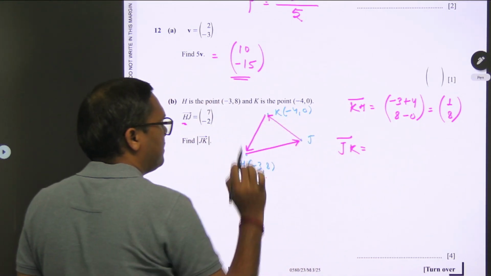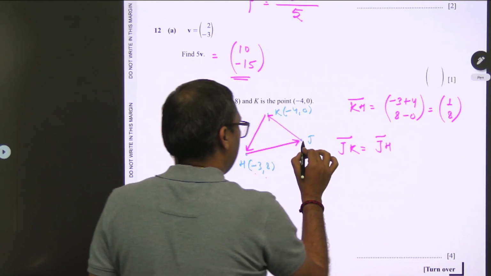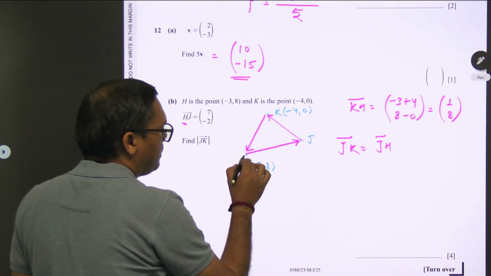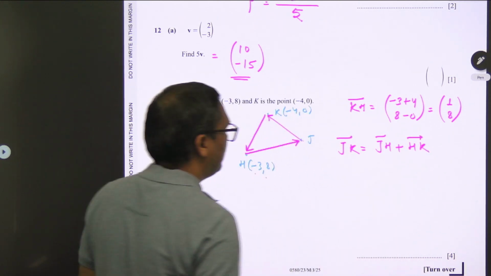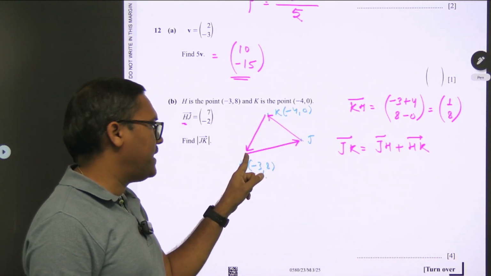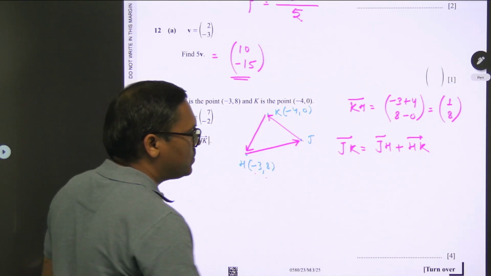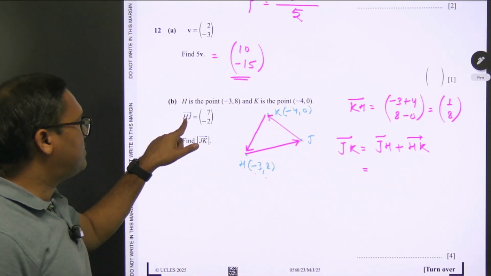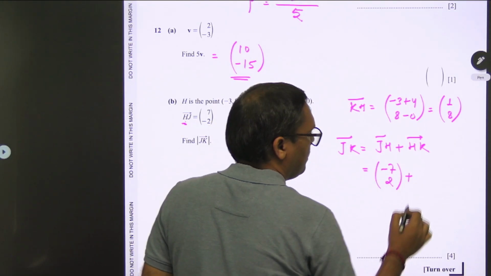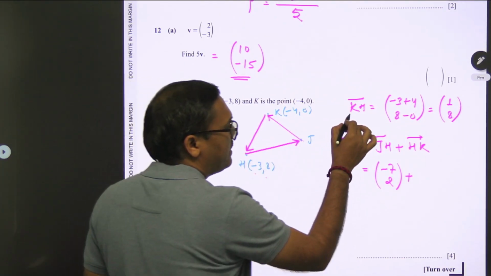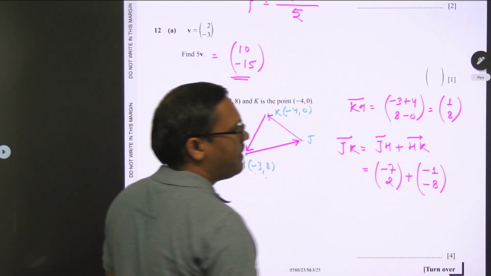Okay, now let's write what is JK vector. According to this diagram, you can see JK vector is equal to J to H vector, and then H to K vector. So JK vector is equal to J to H, that is JH vector, and H to K, that is HK vector. I hope this is clear. So what is JH vector? This is HJ, so negative of this, that is negative 7 and 2. And what is HK vector? We have written KH vector. So HK vector will be negative of this. This is minus 1 and this is minus 8. I hope this is clear.